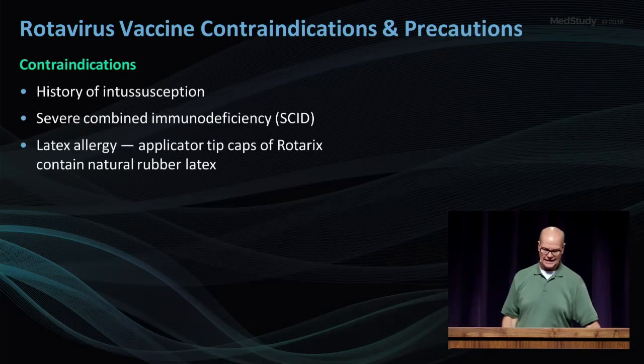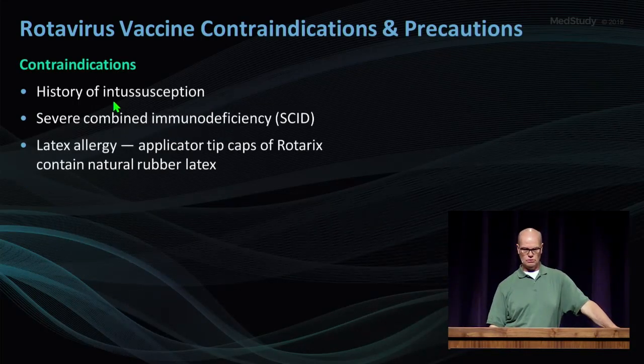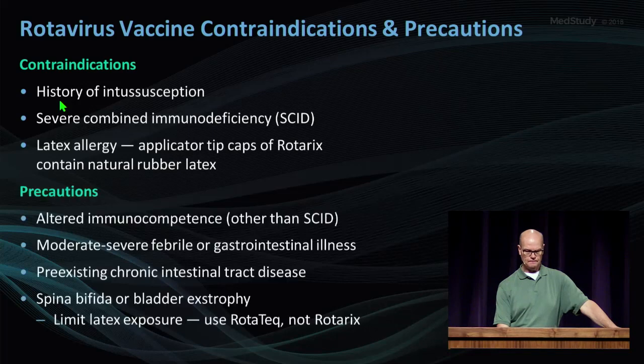The contraindications, the 2 are history of intussusception or of SCID, or a history of latex allergy, because one, not the other, of the vaccines does have natural rubber latex. Because this is a very specific difference between the 2 vaccines, you won't be asked about it, but you would be fairly asked about these 2.